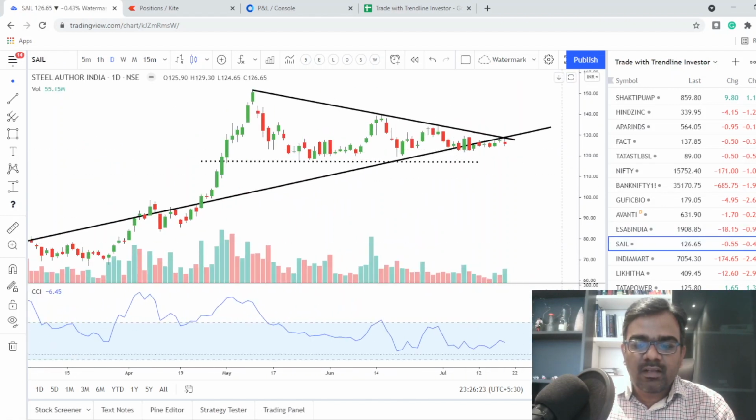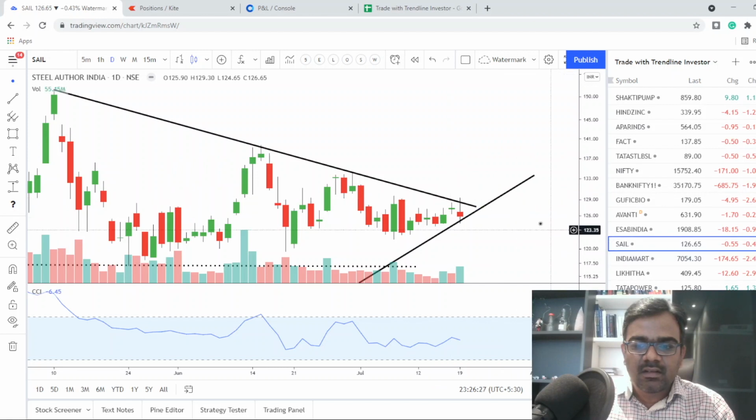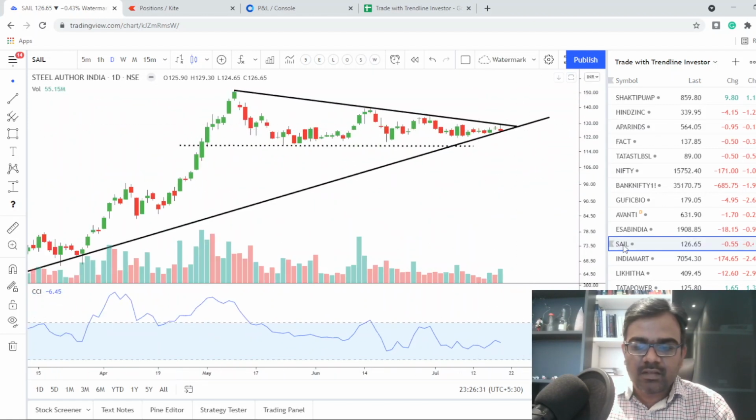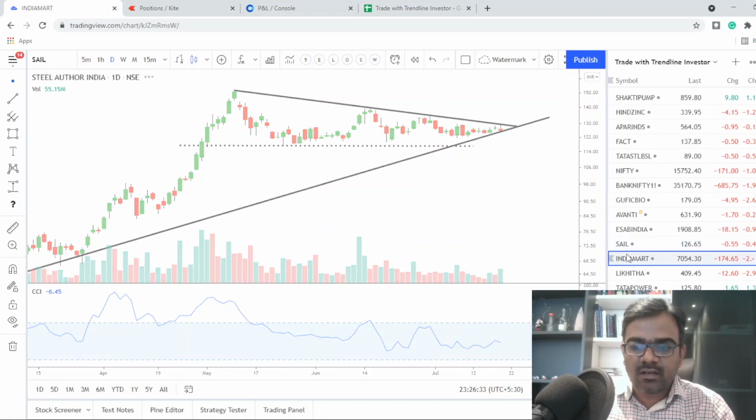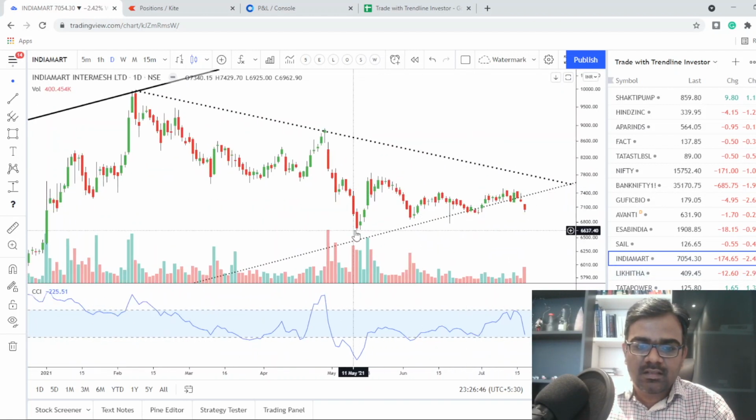ESAB is still going sideways, nothing much. SAIL tried to move up today, but it did not move. So again, it got rejected right around the trend line here. So SAIL is still looking good as of today. There's no major sell-off yet which has happened. IndiaMart had a 2.5% fall. We do not have IndiaMart in our portfolio, but the fall is going towards the previous swing low. So unless this is taken out, I don't see a problem in IndiaMart.